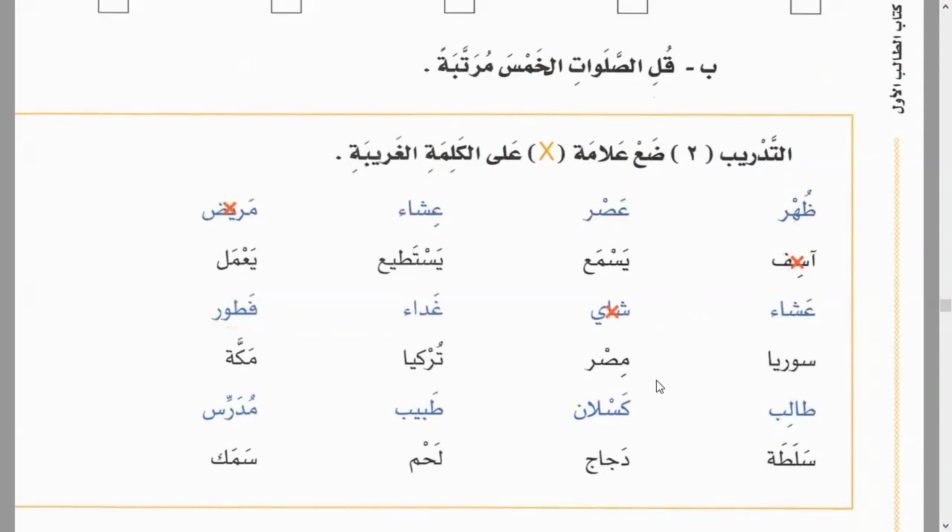I don't know which one's the odd one. Surya, Syria, Misr, Egypt, Turkey, Makkah. Oh, maybe these are countries and Makkah is the city. Yeah, this is the odd one out, Makkah. Talib, Kaslan, Tabib, Mudarris. Talib is a student, Kaslan is lazy, Tabib is a doctor, Mudarris. This one should be odd one out.